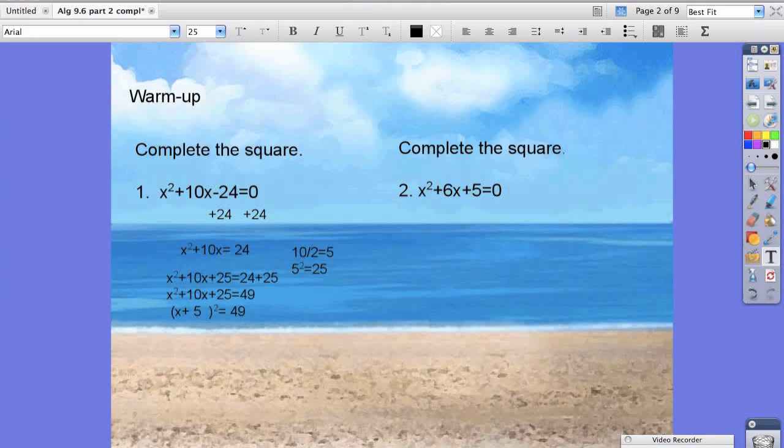So we're going to do the same exact thing for problem 2. We want to move the constant to the opposite side of the equal sign, so we subtract 5 from both sides. We are left with x squared plus 6x equals negative 5. Then we're going to take the linear term, which is 6. We're going to divide by 2. Then we're going to square it and add that to both sides of the equal sign. So x squared plus 6x plus 9 equals negative 5 plus 9.